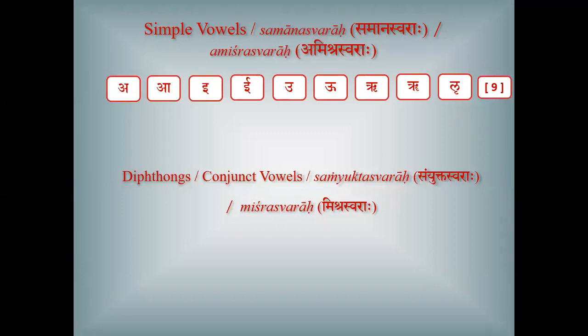How many letters are there in the language? I told you 13. Among them, 9 are simple vowels: A, A, I, E, U, U, R, R, and L. Now, how many will be left? 4. What are they? A, the letter that you see.